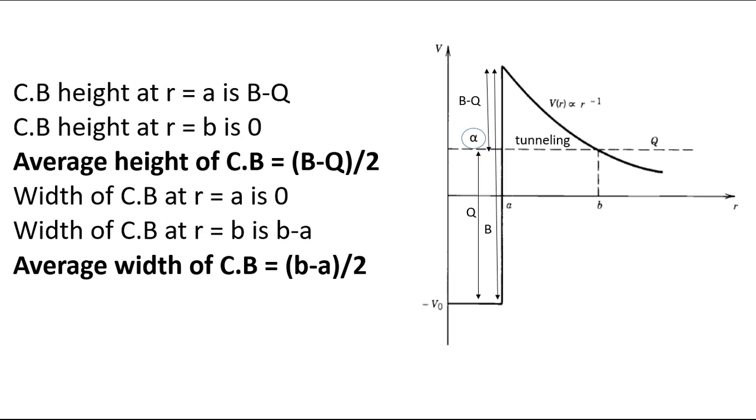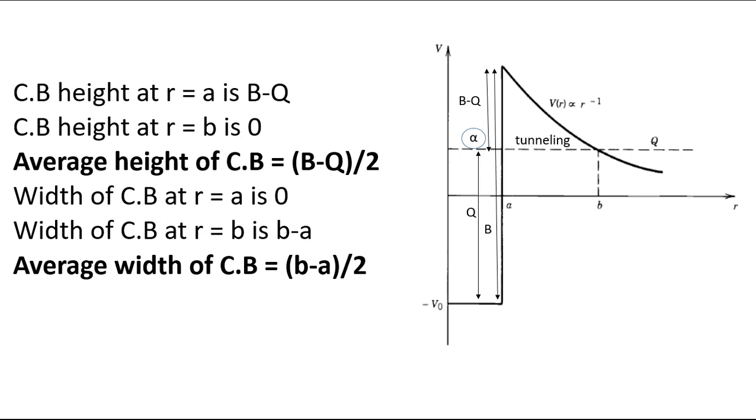So we have to find the average height of the Coulomb barrier and the average width of the Coulomb barrier. If we look at the Coulomb barrier height at r equal to a, the height starts from where the alpha particle is, it's B minus Q, and if we move forward in the direction of r, you can see the height of the barrier is reducing, and at the point b it becomes 0. So the average height will be (B minus Q plus 0) over 2. So we have (B minus Q) over 2.